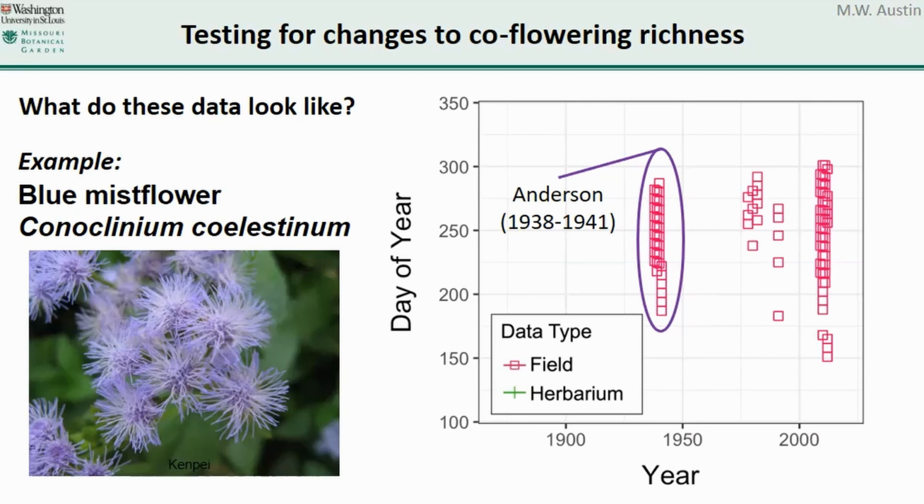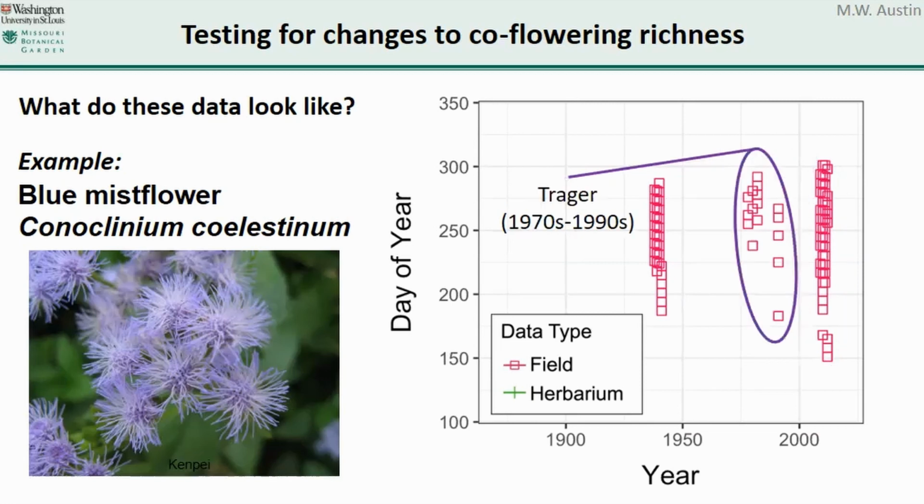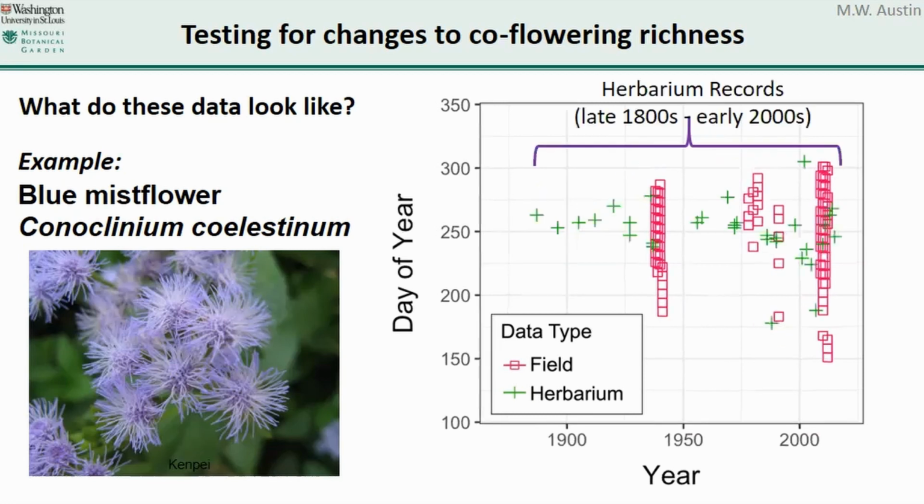Every point is a flowering record. And on the left here, we see Anderson's observations. On the right, the observations from Peter, Nicole, and Kira. And in the middle, the opportunistic records collected by James Trager. Here are the herbarium records that I added for the species spanning the late 1800s through the early 2000s.